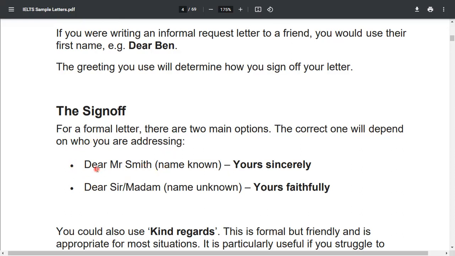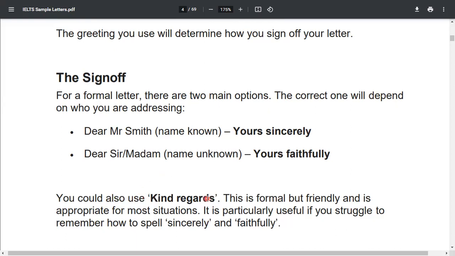If you start the letter by dear Miss Smith, for example, if the name is known, then you will have to end the letter by yours sincerely, okay? If you start your letter by dear Sir or Madam, which is an unknown name, then you will have to end the letter by yours faithfully, okay? Or simply, you could use kind regards, which is formal, friendly, and appropriate for most situations. It's particularly useful if you are struggling to remember how to spell sincerely and faithfully. So if you forget which one to write, you can simply say kind regards.